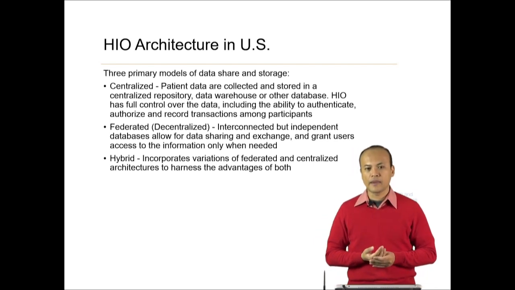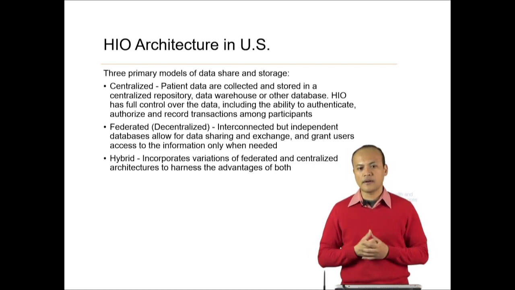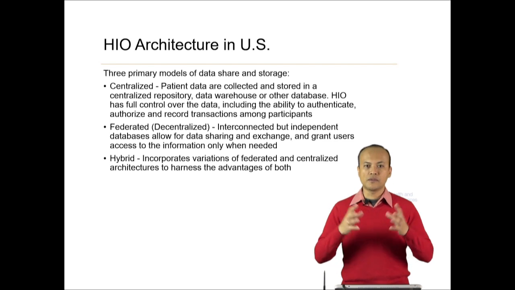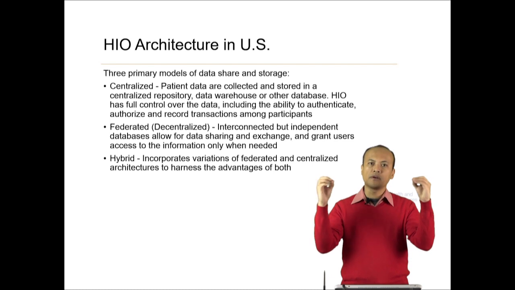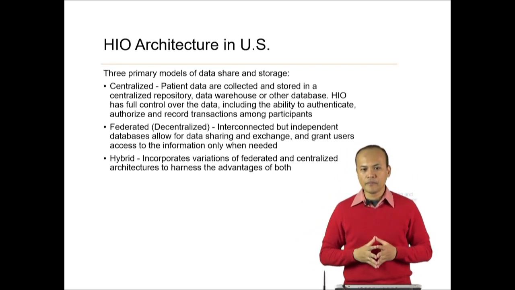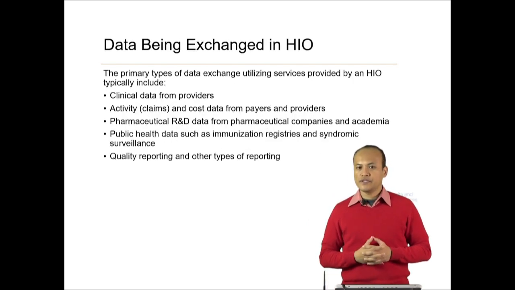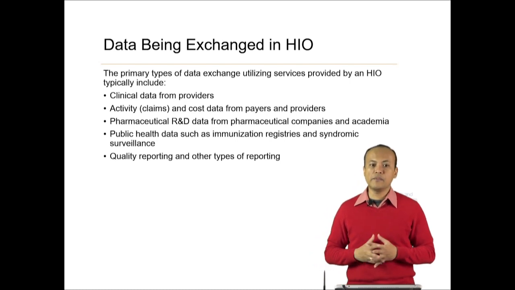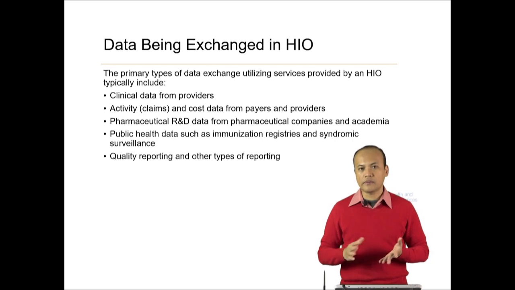for that information. And then there's the third one, which incorporates both sides of the federated and centralized to harness the advantages of both. So there is a centralized location where data are stored, but there is also a possibility to directly ask for information between the independent databases. The data being exchanged in health information organizations typically are clinical data, claims, pharmacy data, public health data, as well as quality reporting and other types of report data.